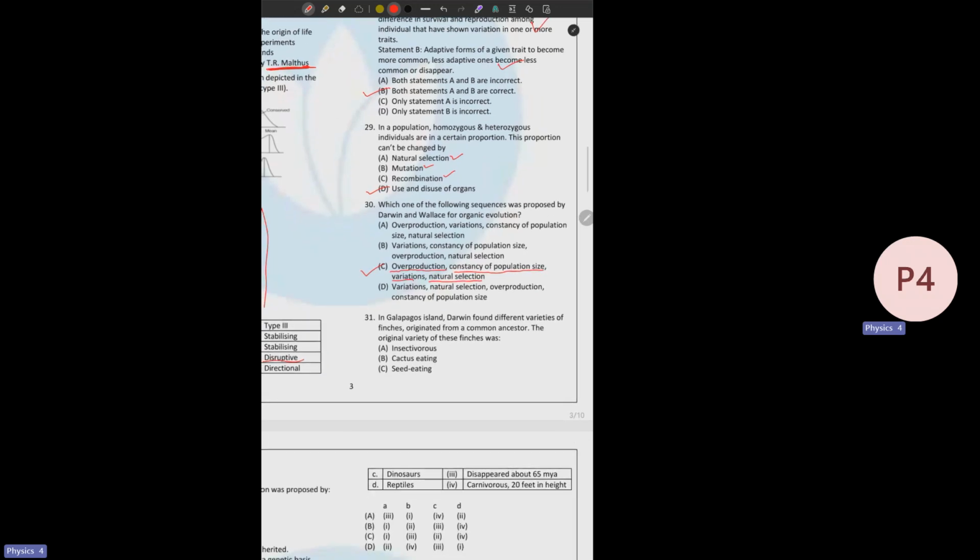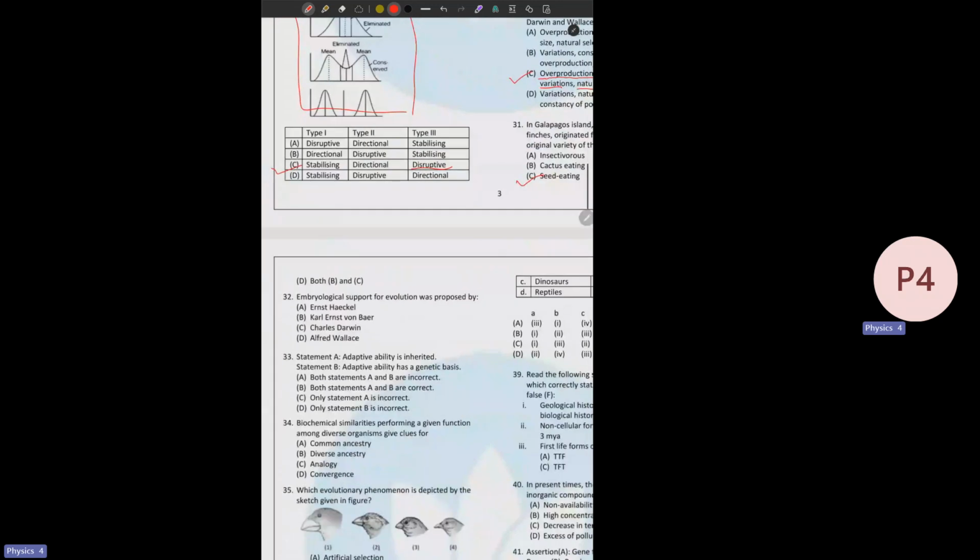In the Galapagos Islands, Darwin found different varieties of finches originated from a common ancestor. The original variety of these finches was seed eating. Embryological support for evolution was proposed by Ernst Haeckel. Von Baer disapproved it. So do not get confused: Ernst Haeckel supported the embryological theory. Statement A, adaptive ability is inherited. Correct. Adaptive ability has a genetic basis. Yes, that's why it is inherited. So both the statements are correct.